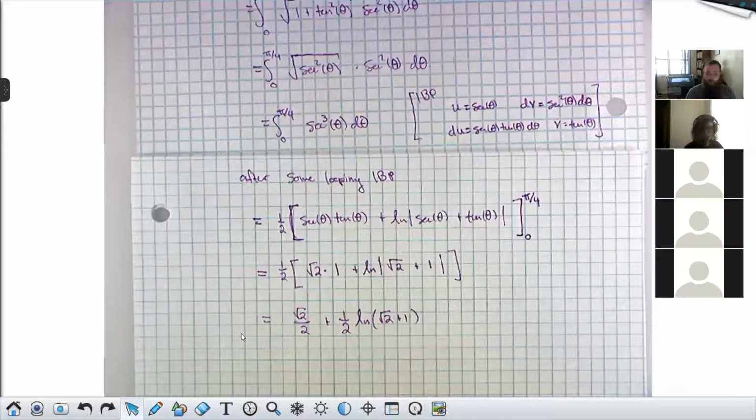So this is arc length. Some of the integrals are easy. Most of the integrals are hard, but setting them up is not terribly hard. Questions on either of these two examples here?